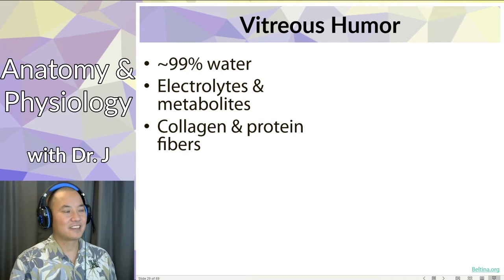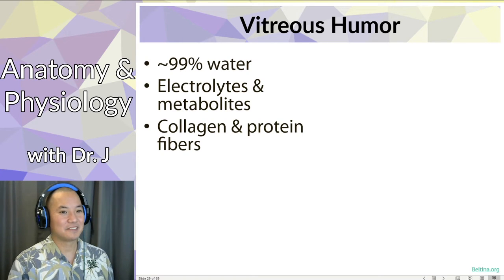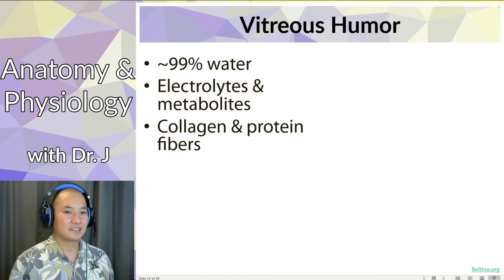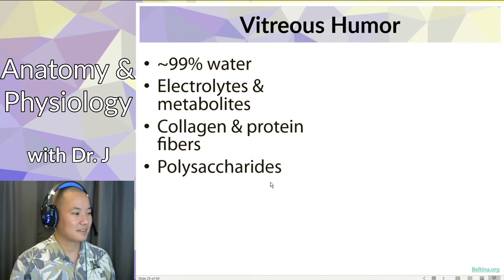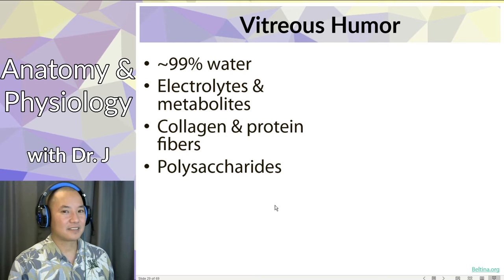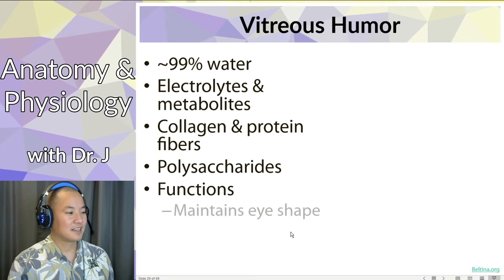If you think of jello, gelatin is ground up keratin because it's made from hooves and horns and whatnot. So that's the thing, if you have this thick mixture of water and protein, you're going to get a jelly-like substance. And you also have polysaccharides, so you have some sugars in there as well. And what are its functions? Well, the vitreous humor helps to maintain your eye shape.